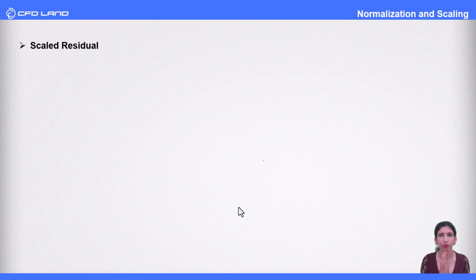You have raw residuals, you have their values. Can you judge whether your solution is converged or not? I mean, do you look at the residuals and see, well, these residuals are pretty small, so my solution is converged? To answer this question, let's look at two cases.